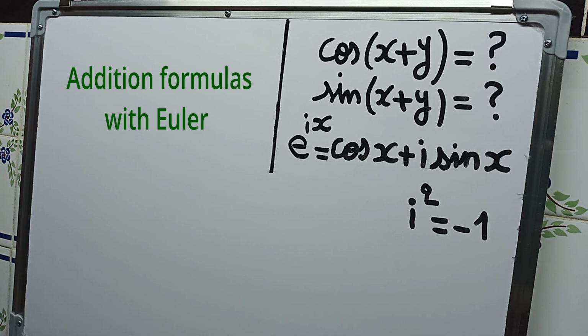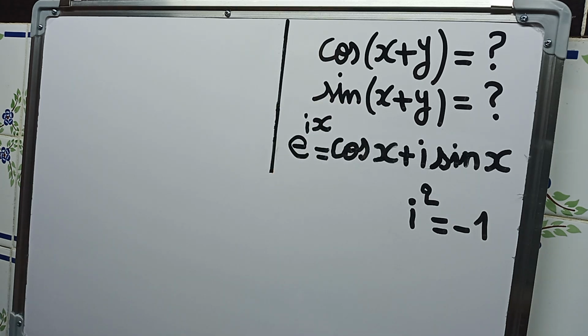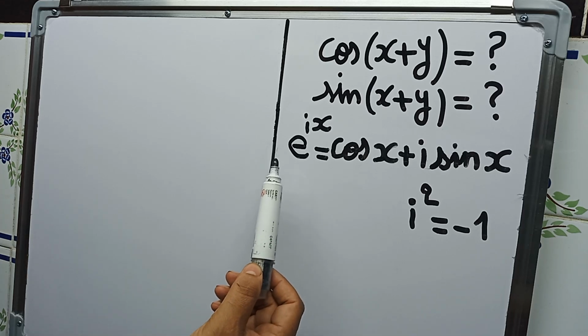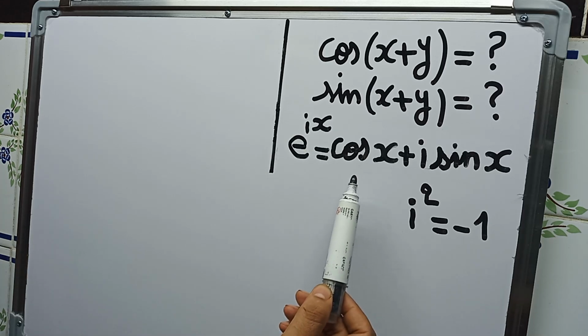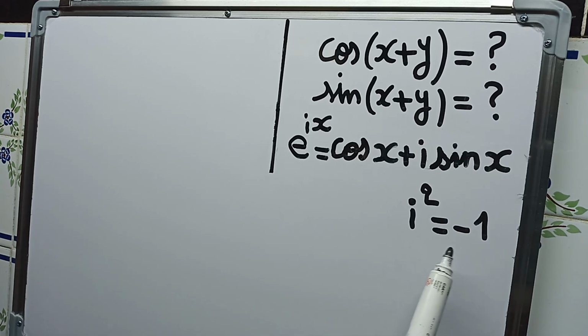In this video, we will find cosine(x+y) and sine(x+y) in terms of cosine x and sine x using complex analysis. Here we will use Euler's formula, e^(ix) = cos x + i sin x, with i the imaginary number such that i squared is equal to minus 1.